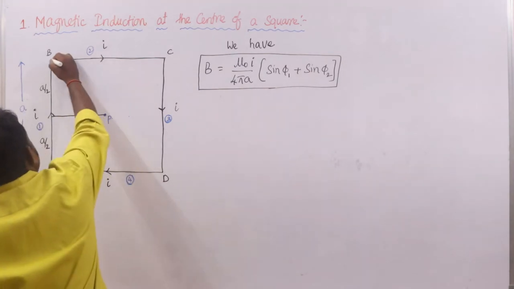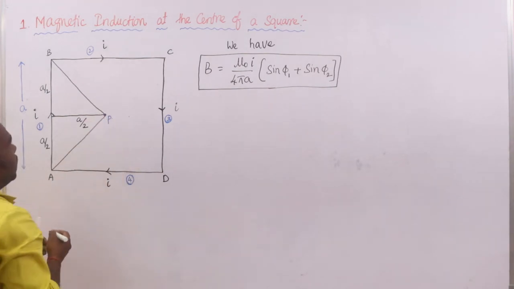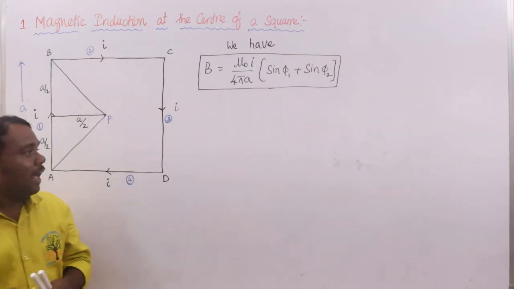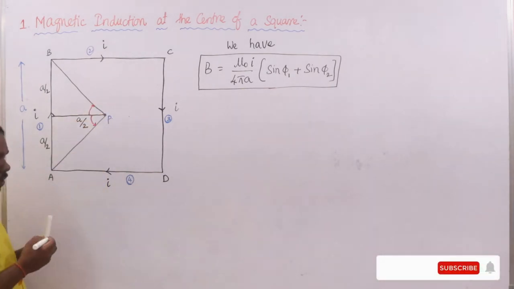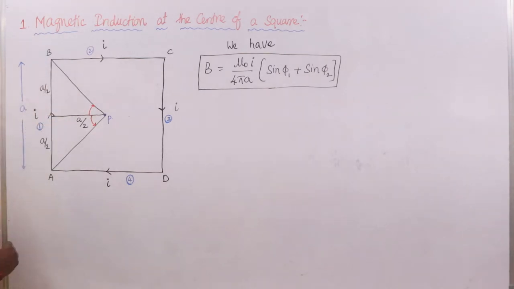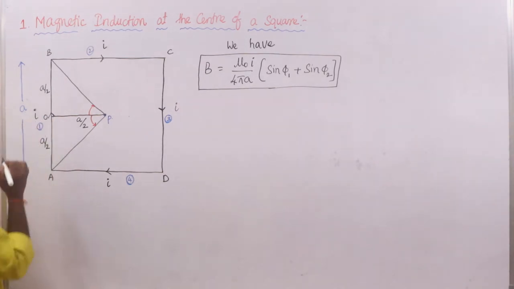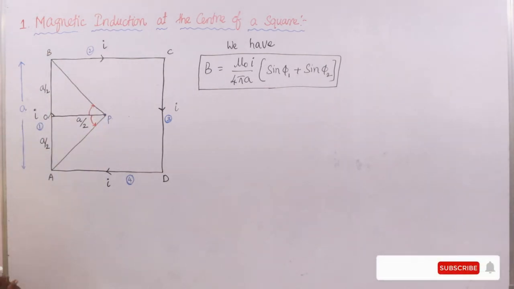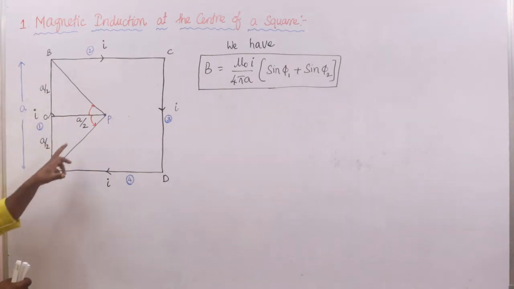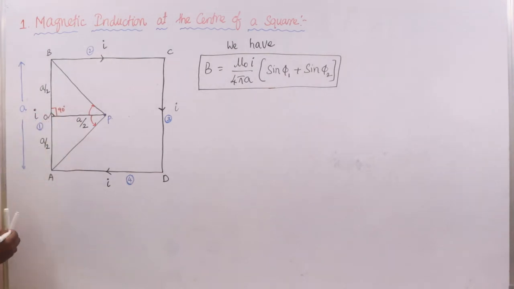Now join point B to P, and as well A to P. Now we need to find the angles here. What is the angle at point B? Look, this is a triangle. Let us name this point O. So triangle OBP and triangle OAP are right angle triangles. OBP is a right angle triangle, OAP is a right angle triangle. So here the angle is 90 degrees, and here the angle is 90 degrees.